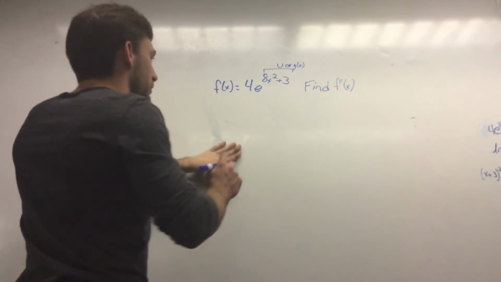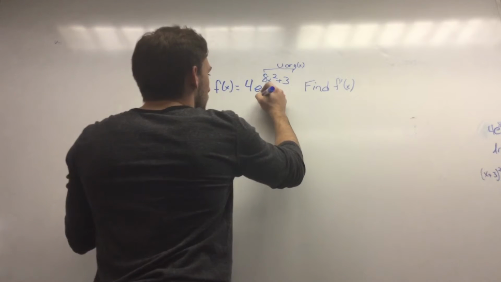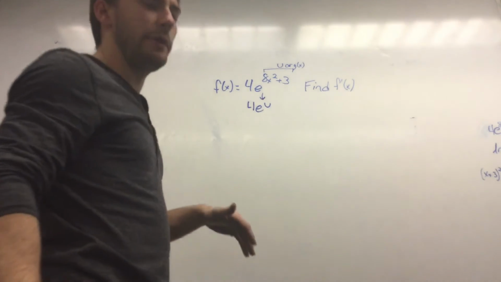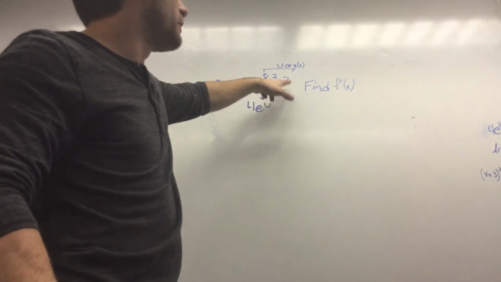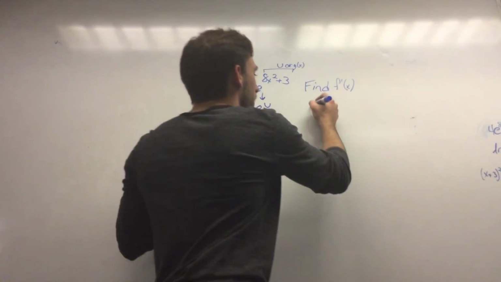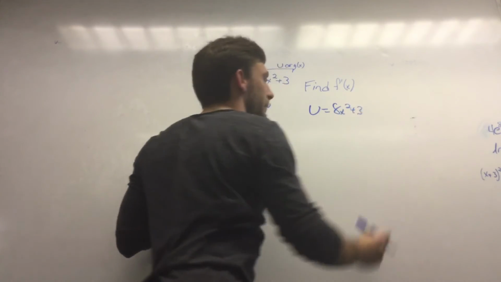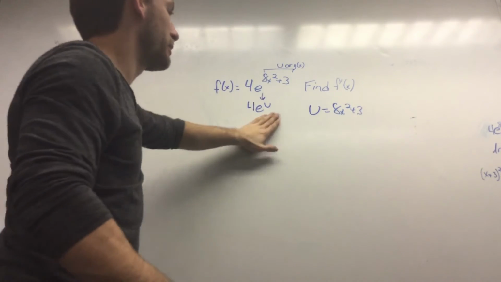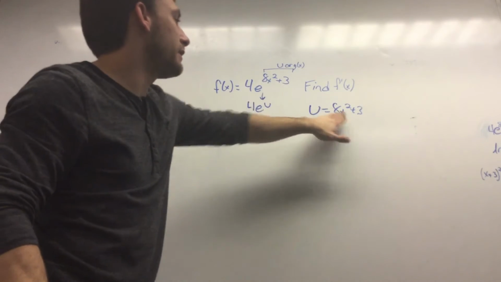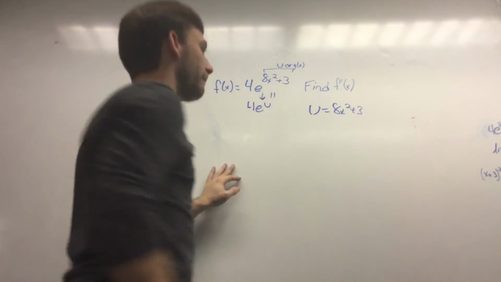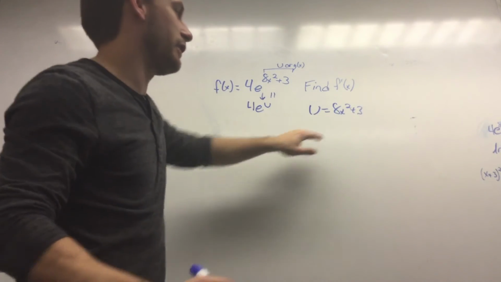So we define u, so I'm going to rewrite this as 4e to the u. I just wrote it in terms of u. I said over here that u is equal to 8x squared plus 3. So that's how I'm able to substitute it in, because these are equal, since I defined it over here.